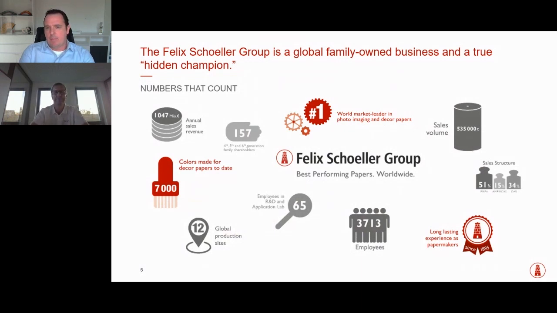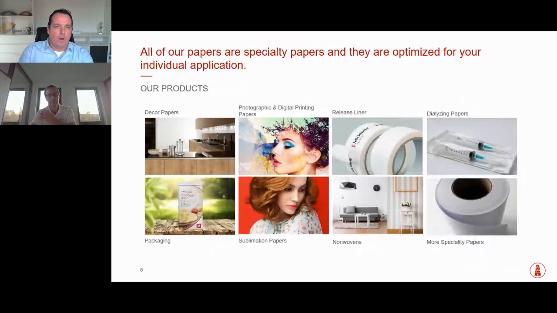For a paper making company, the volume of 535,000 tons is not that big, but we are more in the specialty paper market itself. So what does that mean? What is the Felix Schoeller Group producing? We have 3 or 4 major markets in which we are active, and those are the ones you see here on the higher level pictures.